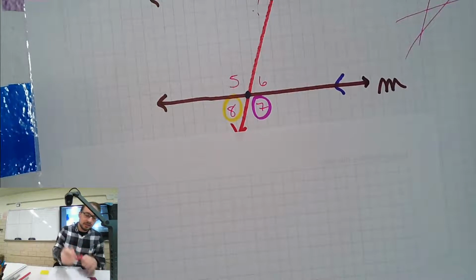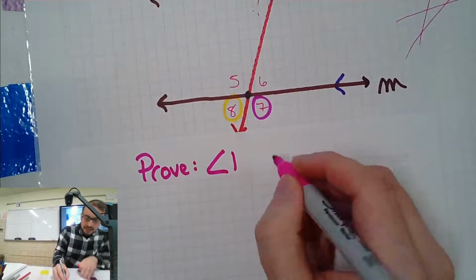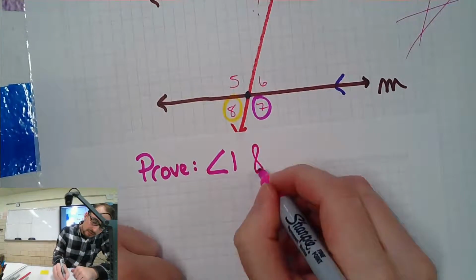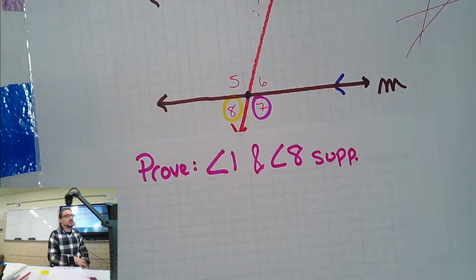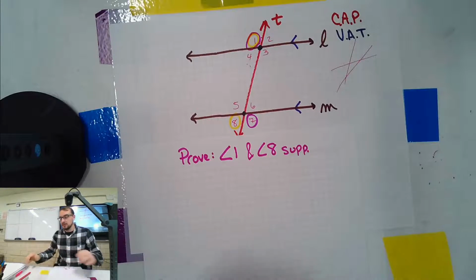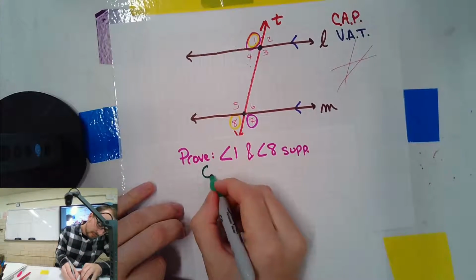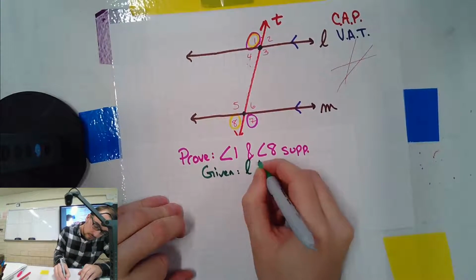Our goal is to prove that angle 1 is supplementary to angle 8. That's our goal. Angle 1 and 8 supplementary. Not congruent, but supplementary. So, first off, given that the lines are parallel, because if the lines aren't parallel, that won't be true. Can I try this?